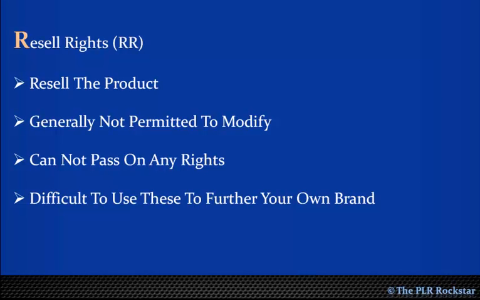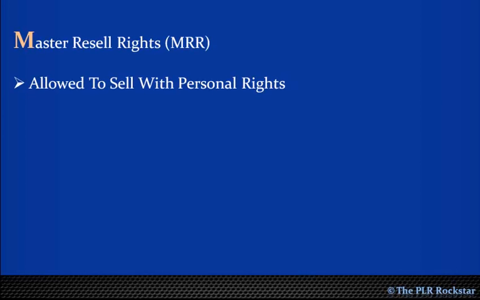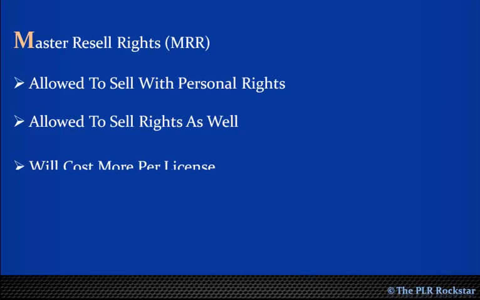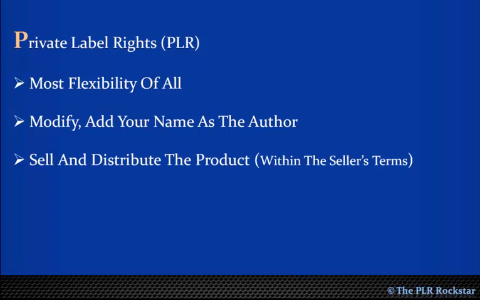With MRR, master resale rights, you are usually allowed to both sell the product with personal rights to your customers, or sell the rights as well, so that your customer can also sell the product to their customer. Generally, products featuring MRR will cost more per license than those with RR due to the added flexibility offered with these types of releases. With PLR, private label rights, you are given the most flexibility of all, including being able to modify the document or content, add your name as the signature author, and sell and distribute the product however you wish within the seller's terms.